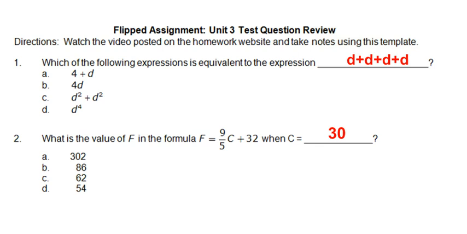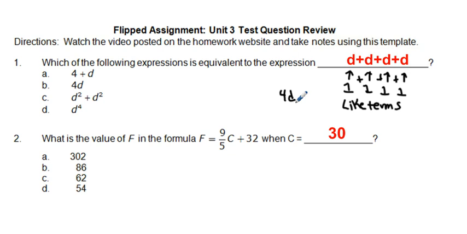So in the first question, which of the following expressions is equivalent to the expression d plus d plus d plus d? And so all these variables we learned have the assumed coefficient of 1. So that's 1d plus 1d plus 1d plus 1d. And we can add these coefficients because all of these terms are like terms. They're from the d family, right? If they have the same last name, you can combine them. So we have a total of 4d.